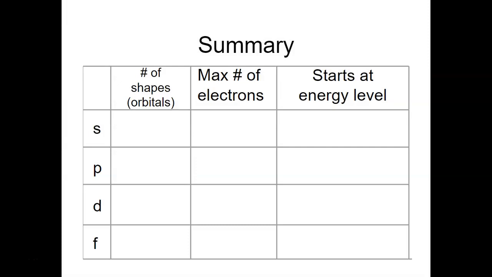So in summary, each orbital, each level or block, has a specific shape, and S has 1, which holds 2 electrons and starts on the 1st energy level. P has 3, it has 6 max electrons, and it starts at energy level 2. D has 5. It has 10 electrons and it starts at 3, and F has 7 shapes holding 14 electrons and starts at level 4.